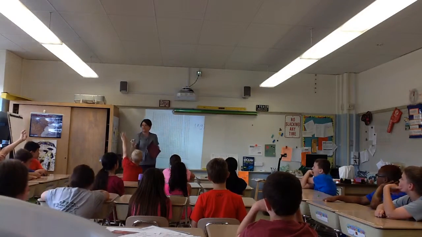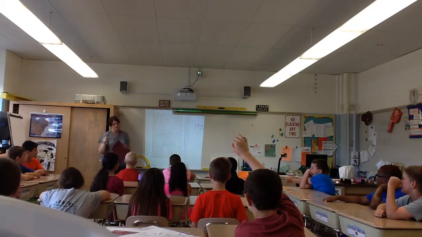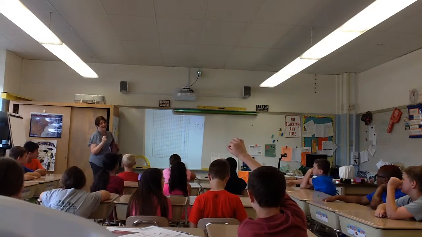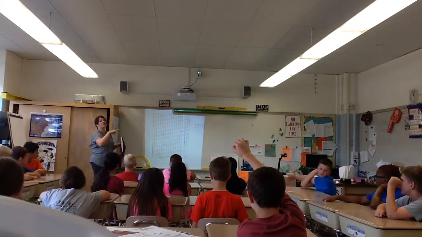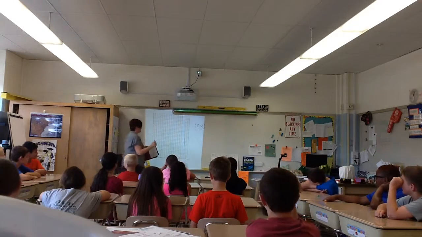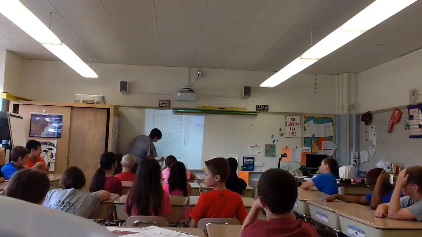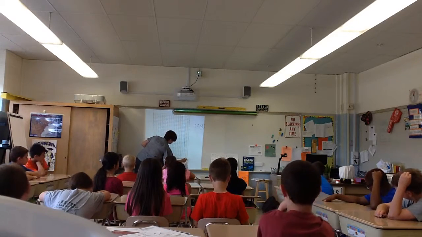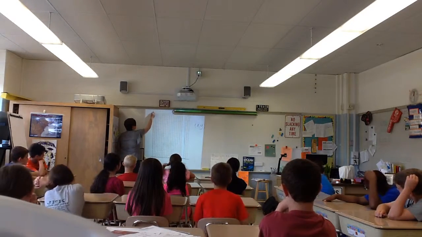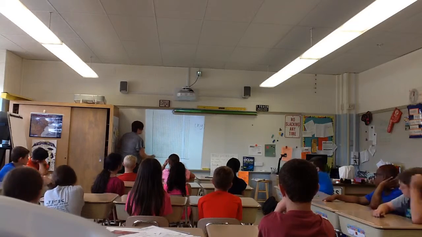Do we know what the X and Y represent, Matt? X is vertical and Y is horizontal. X is horizontal, and the Y is vertical. So your X is this way across my graph, and Y is this way.